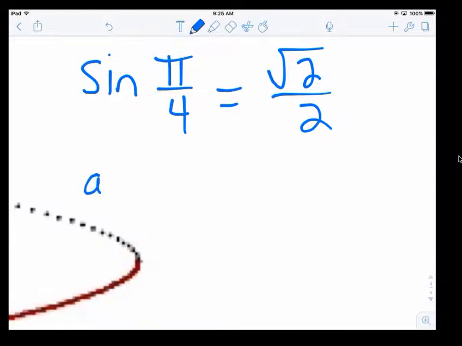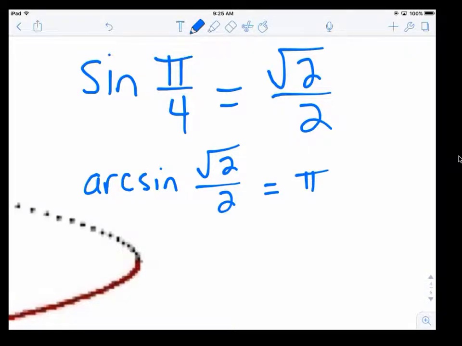So if I were to do, say, arc sine of radical 2 over 2, you have to ask yourself, all right, where on the unit circle does sine equal radical 2 over 2? And that would be pi over 4. Right? So they're just kind of opposites to one another.